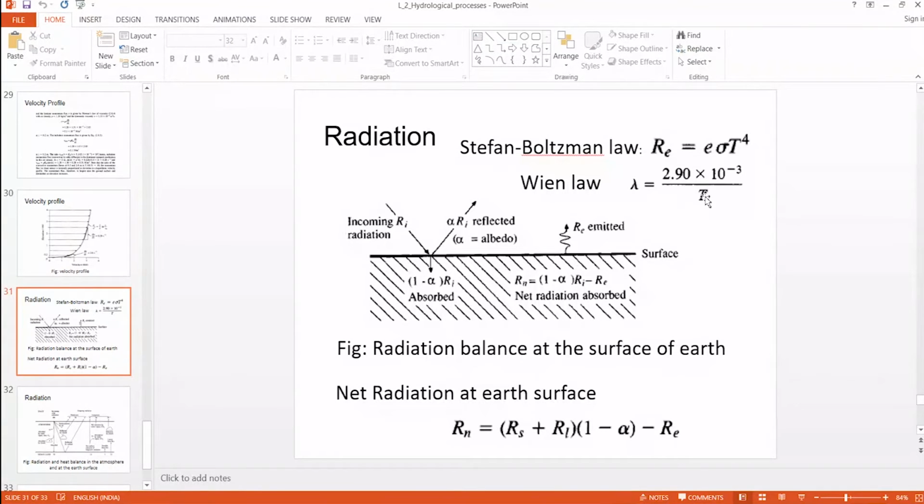So it is called short wave radiation. It is represented by RS.